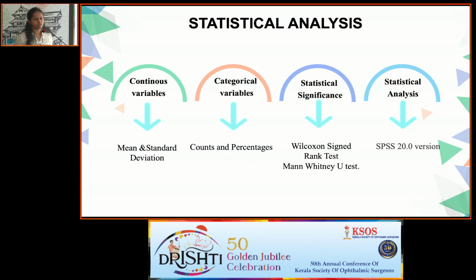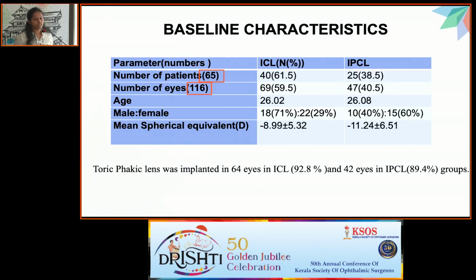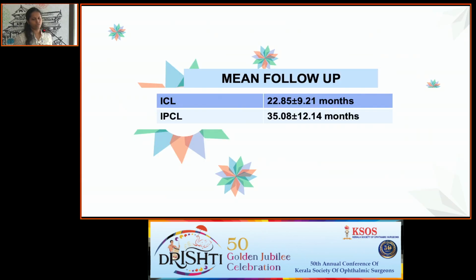The statistical analysis was done using SPSS version 20, and the Wilcoxon signed rank test and Mann-Whitney U test were used to compare statistical significance. Our study included 65 patients, with 40 in the ICL and 25 in the IPCL group, that is 116 eyes, 69 in ICL and 47 in IPCL group. The mean age was 26 in both groups, and the mean spherical equivalent was minus 8 in ICL and minus 11 in IPCL. Toric phakic lenses were implanted in 64 ICL eyes and 42 IPCL eyes. The mean follow-up for ICL was 22 months, and the IPCL patients had a higher follow-up of 35 months.